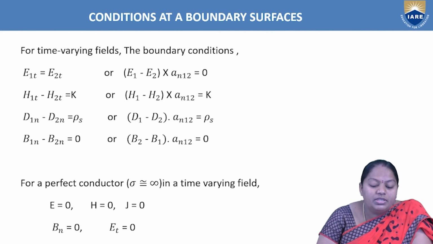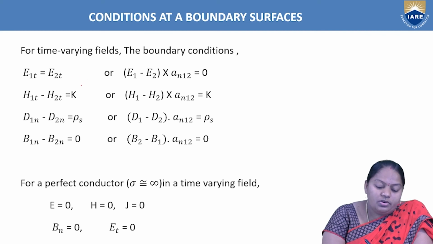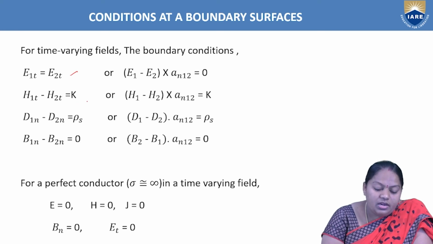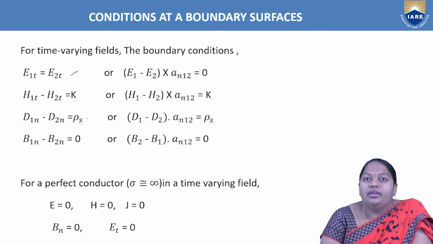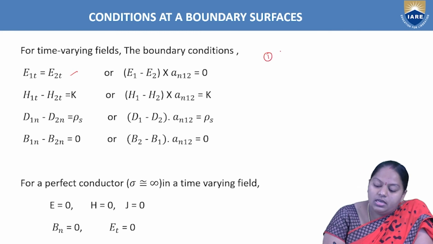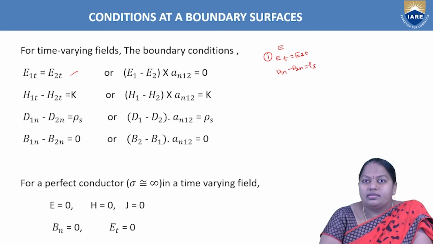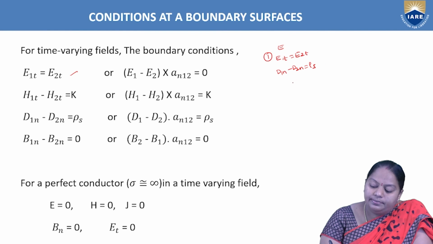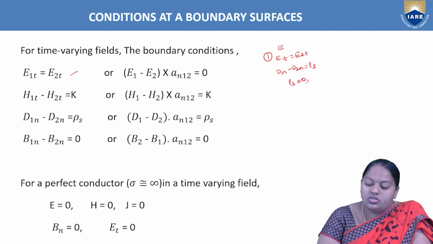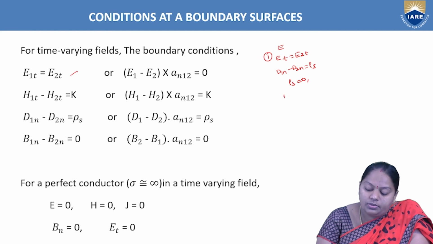Next, for time varying fields, the boundary conditions. In electrostatic fields the boundary conditions are derived as E1t equal to E2t and another relation, D1n minus D2n equal to rho s. If the region is a charge free region, if rho s is equal to 0, then D1n equal to D2n.